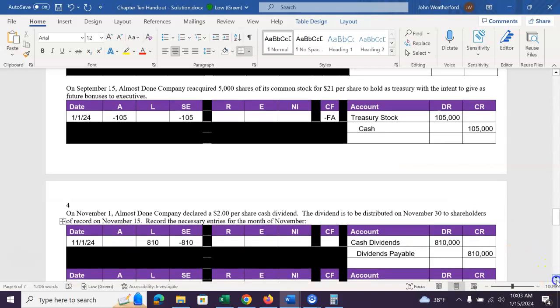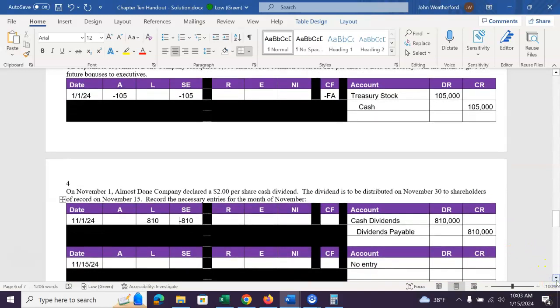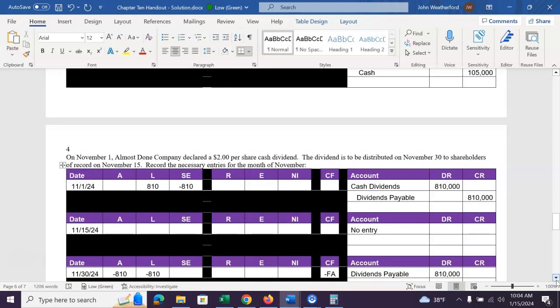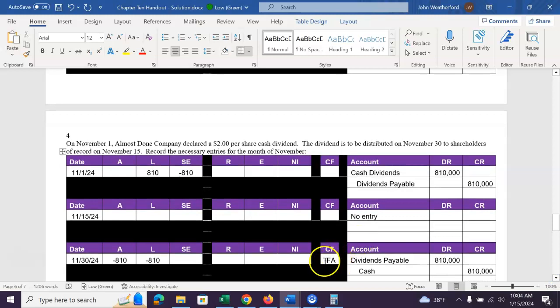And then on the date of record, again, no entry required on the 15th. But then on the last day of the month when they paid the dividend, we'll debit dividends payable and credit cash. That's cash going out for a financing activity. So assets decreased and the liability dividends payable also decreased.